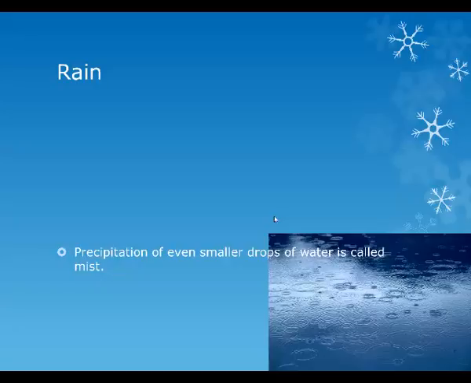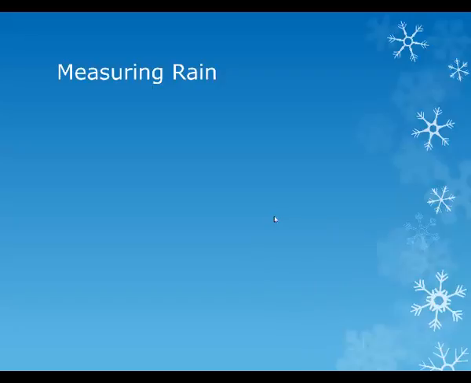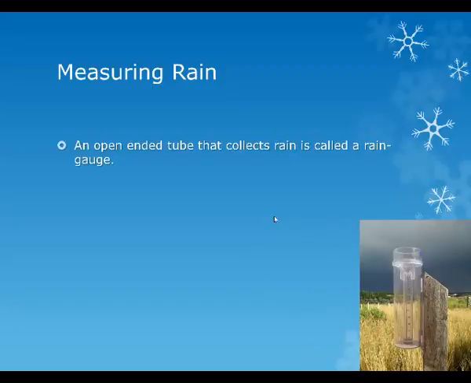So it's a little bit more like taking a spray bottle and spraying a little moisture in the air, and you can walk through it without it falling to the ground quite as quickly. So we measure rain by using a device called a rain gauge. This is a picture of a rain gauge.